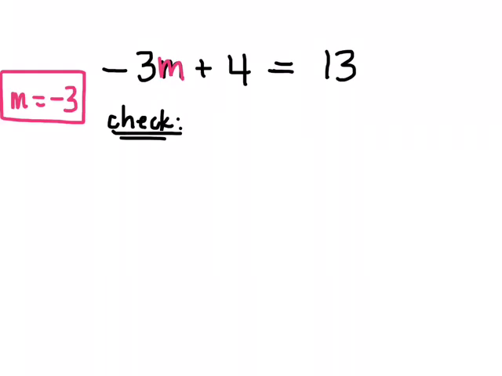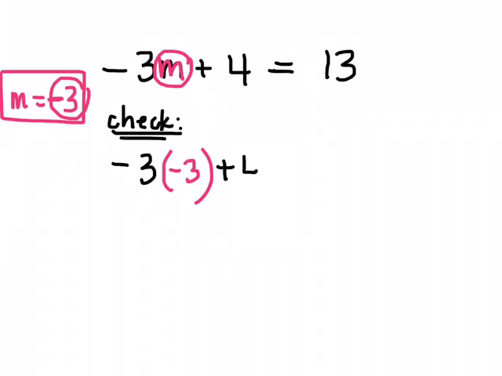Okay, so where we see the m, we're going to replace it. We're going to substitute it. Instead of writing m, I'm going to write down what we think m represents, what we solved for it. So instead of m, I'm writing, don't forget the sign, negative 3. And then we'll write the rest of the equation. Plus 4 equals 13.